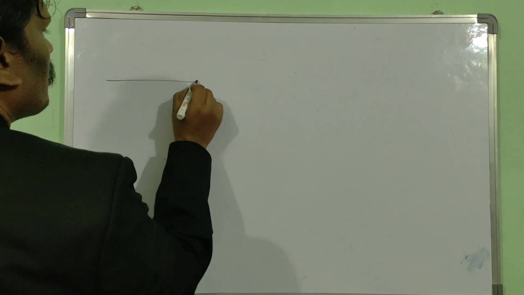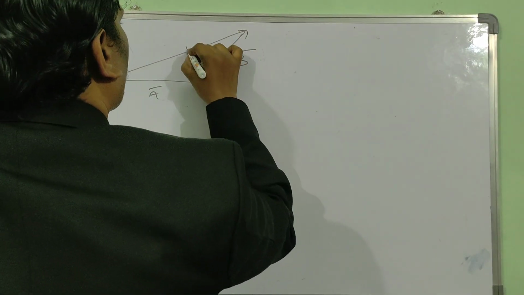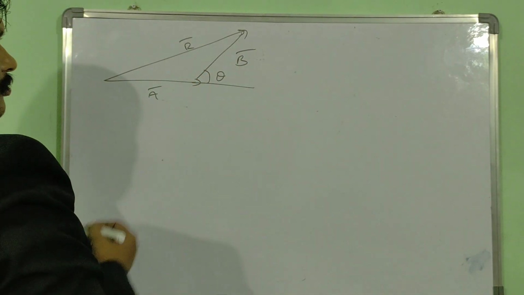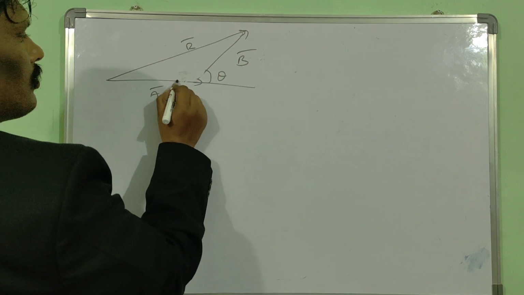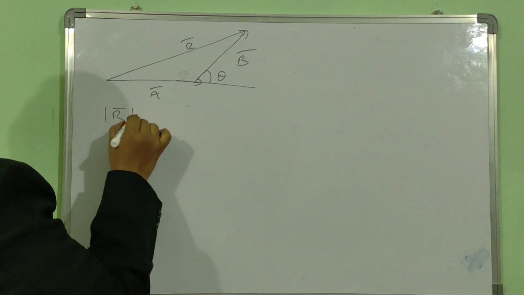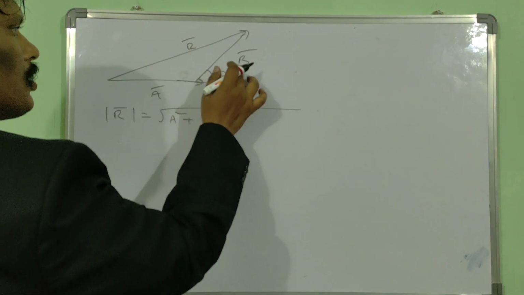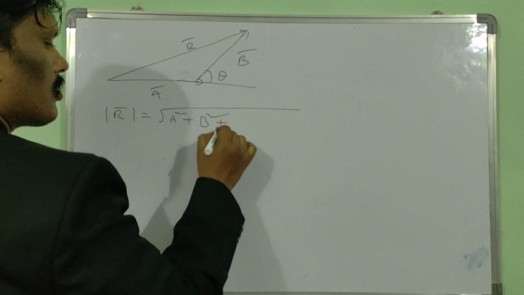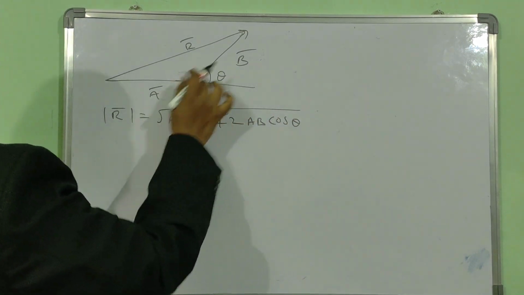So, final conclusion: this is the A bar vector, this is the B bar vector, this is the resultant vector. This is the angle between the two vectors A bar and B bar, not this one, not this one. How to calculate the magnitude? The magnitude of R bar is the root of magnitude of A vector square plus magnitude of B vector square plus 2 times magnitude of A vector, magnitude of B vector into cos theta. This is the angle between the two vectors.